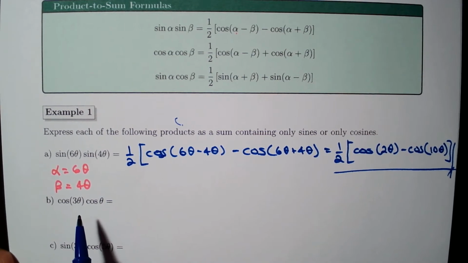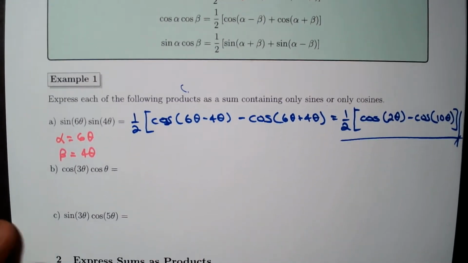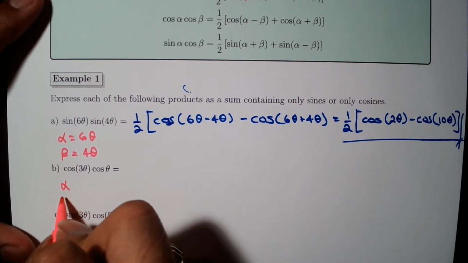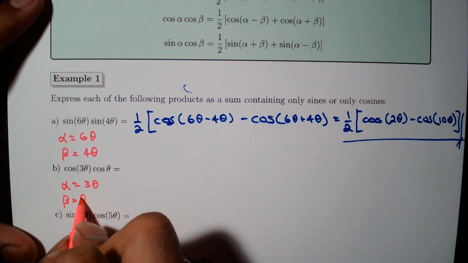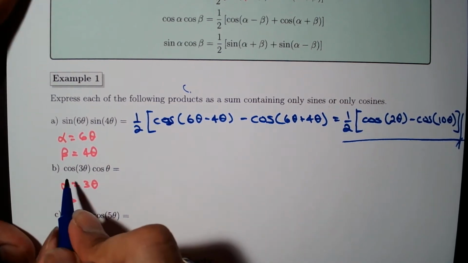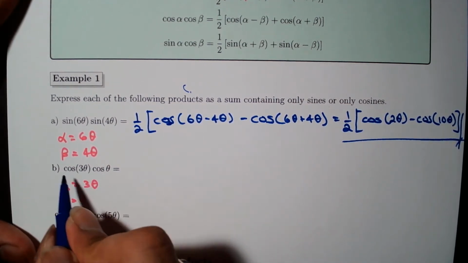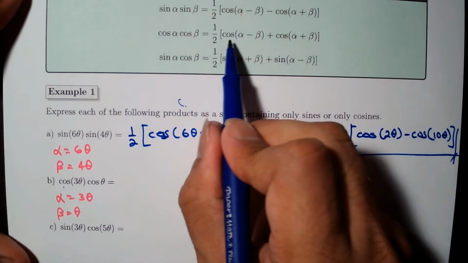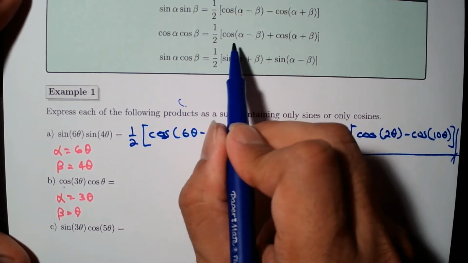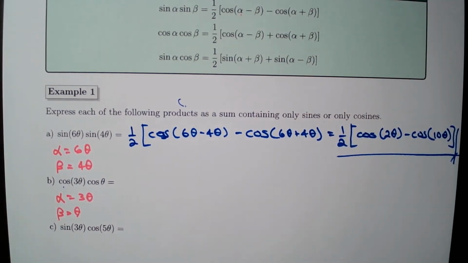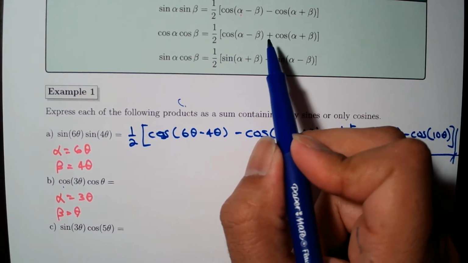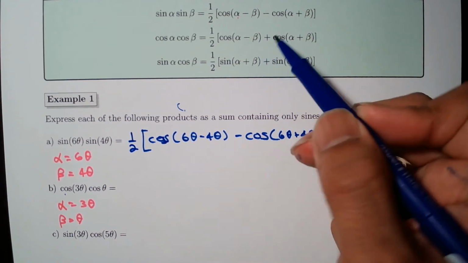Cosine 3 theta and cosine theta. Well, let's identify what our alpha and beta are. In this case, we have a product of two cosines, so we are going to use the second formula, which actually looks the same as the first one, except for the sign in the middle. That's the only thing that changes.